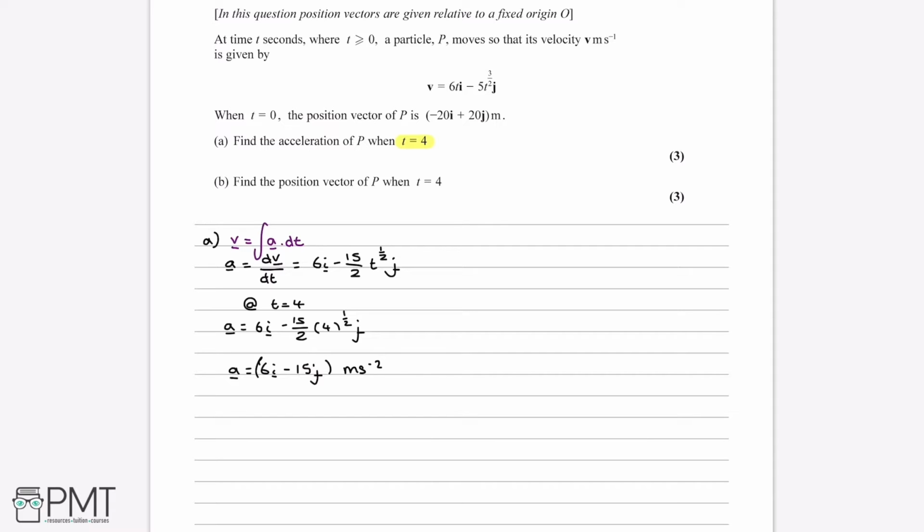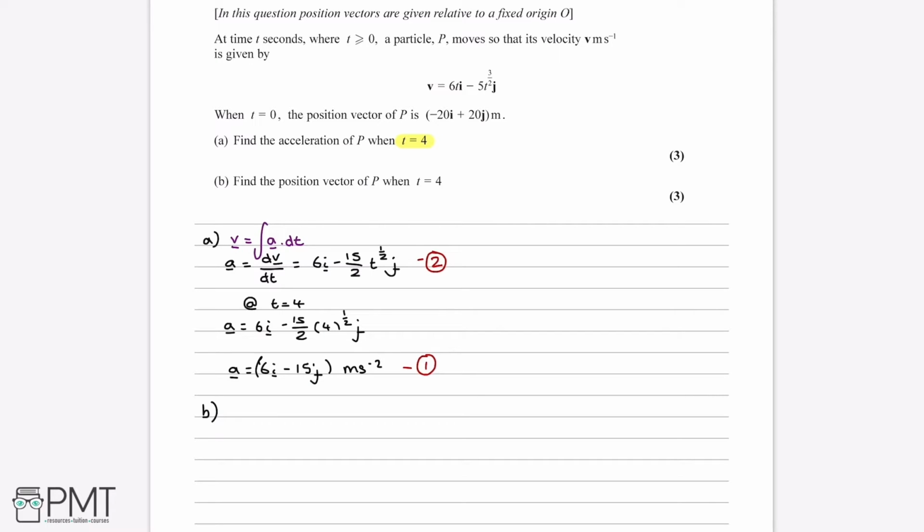So for the 3 marks for this question, the first 2 actually come from differentiating, because we get a method mark just for knowing to differentiate v, and we get a further answer mark for differentiating correctly. So this would give us 2 marks as we've differentiated and got the right numbers. And then we get our last answer mark for getting that the acceleration is 6i minus 15j meters per second squared. Now part B wants us to find the position vector of P when t is equal to 4.